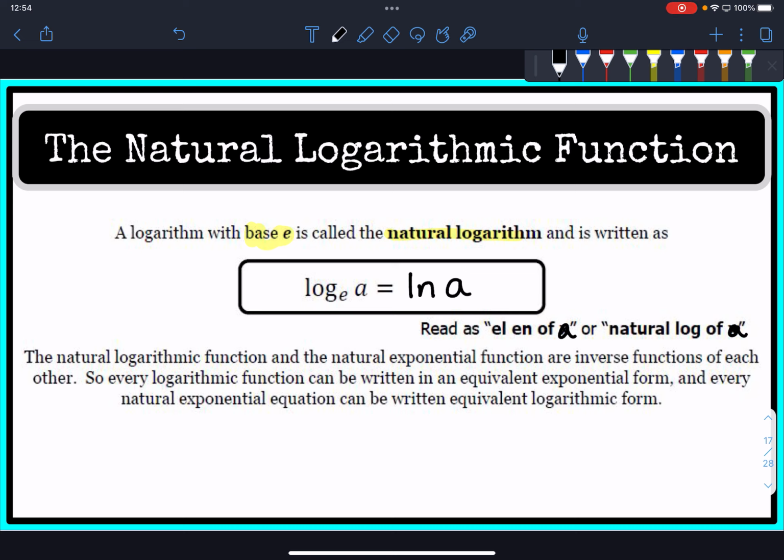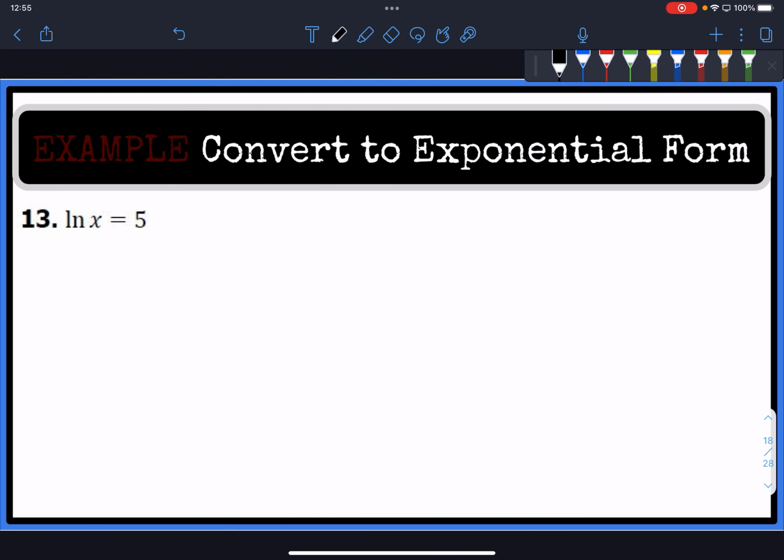Now, the natural logarithmic function and the natural exponential function are inverse functions of each other. So every logarithmic function can be written as an equivalent exponential form, and every natural exponential equation can be written as an equivalent logarithmic form. For example, the equation ln of x equals 5 can be written in exponential form as e to the 5th power equals x, because this is the log base e of x equals 5. So I can write it like this.